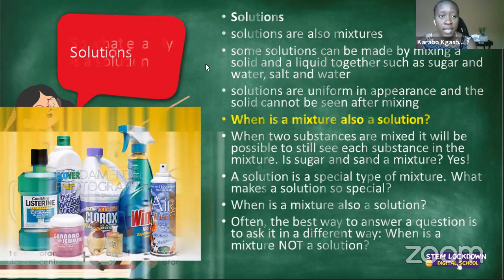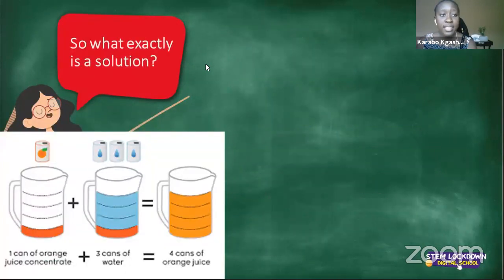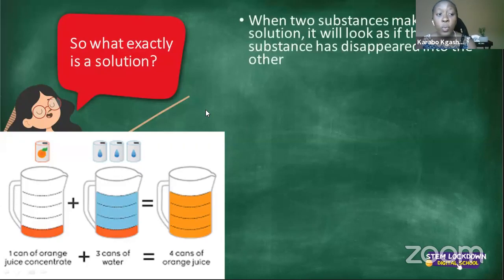All righty. Now, what exactly is a solution? When two substances make a solution, it will look as if one substance has disappeared into another. Have any of you actually made Oros juice? Who loves Oros? I do. I love Oros, right? I see people nodding, awesome.